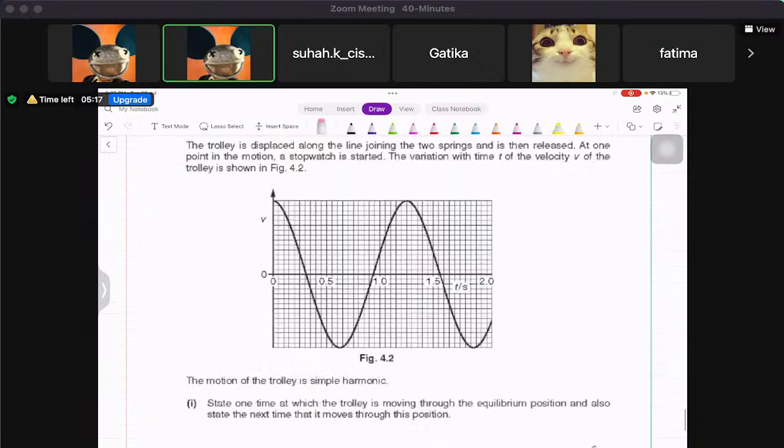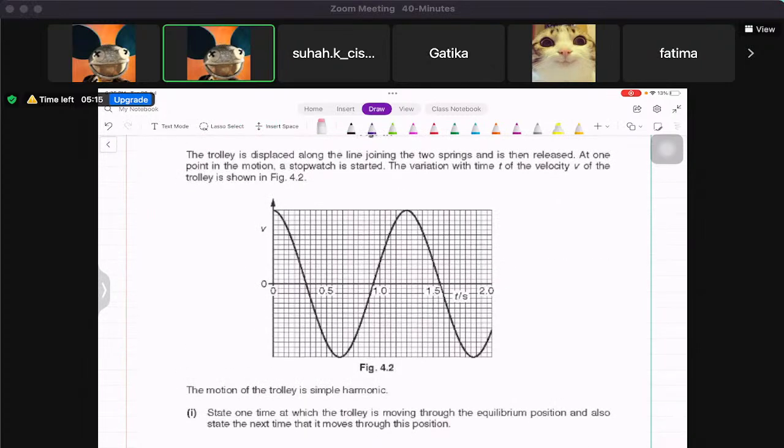All right, now if you look at this, they have given a graph. And now they say, state one time at which the trolley is moving through the equilibrium position and also the next time that it moves through this position. What time would the trolley be at equilibrium position? Maximum velocity or zero velocity? Who's going to tell me this?